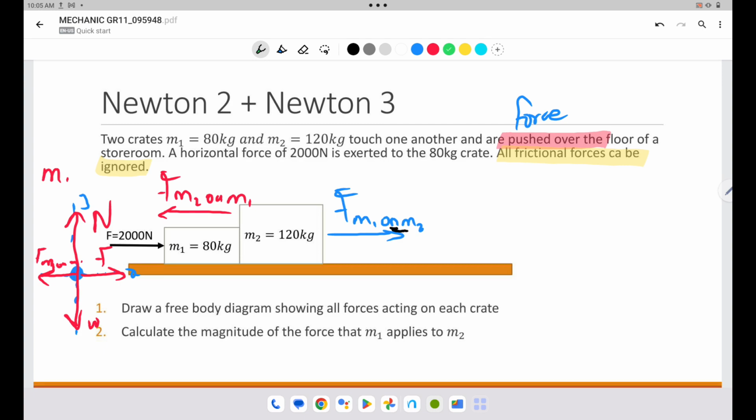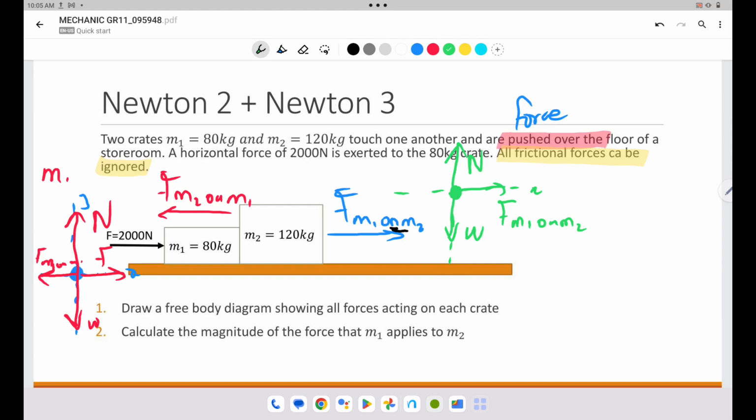Then we get to M2, the same thing. Because it's on a surface, parallel to the surface we have the x-axis and perpendicular to the surface we have the y-axis. I'm going to place the object there. Always vertically down, we have the weight. Then we have the force that M1 exerts on M2. And lastly, we have the normal force. And that is our free body diagram.